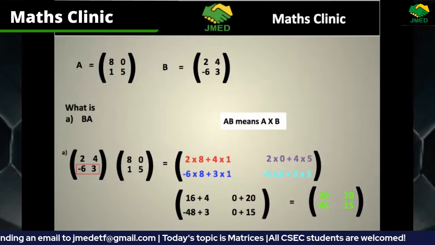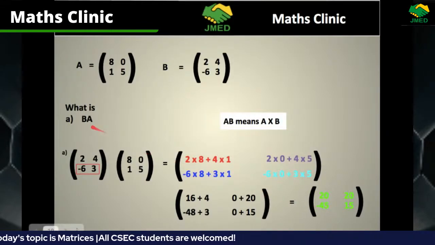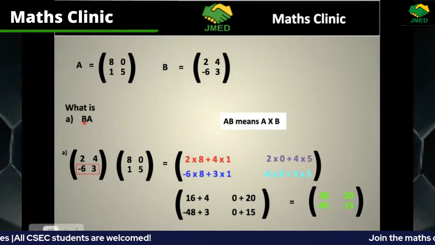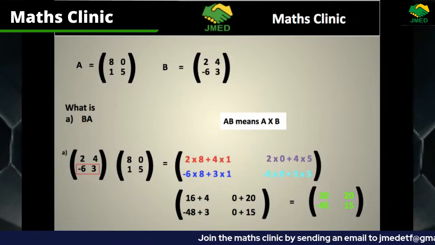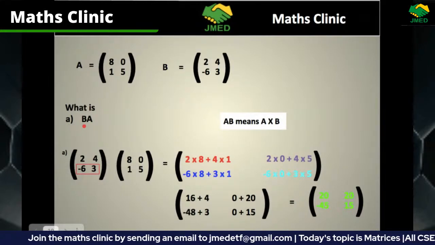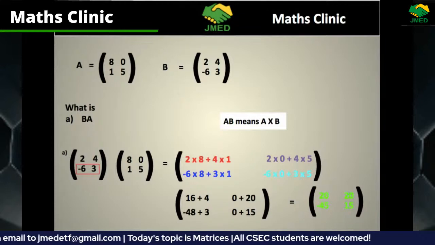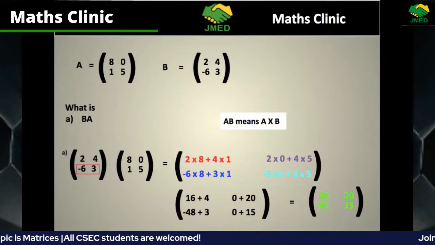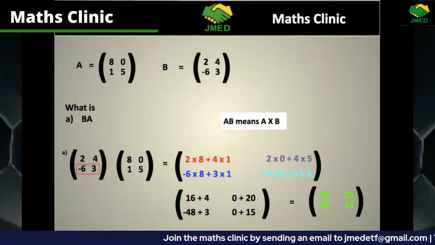All right, but the main point that I wanted to talk about here as well is that, do you notice that A times B is not the same as B times A? Did you see that? No one saw that? That AB is not the same as BA. So what does that mean for you when you're asked to multiply the matrices? Yep, get the order right. You have to get the order right.